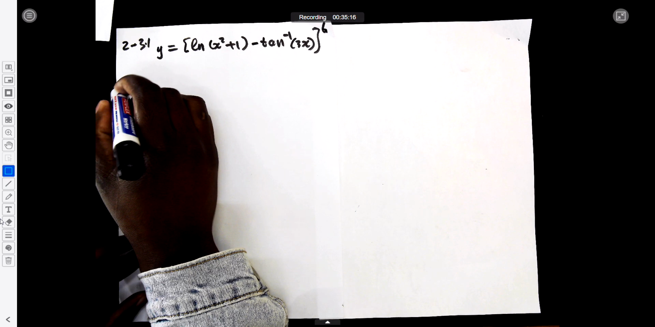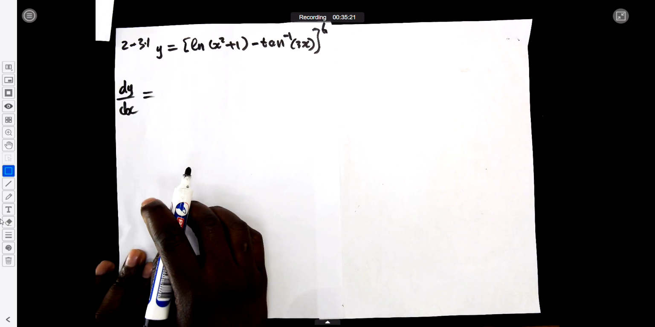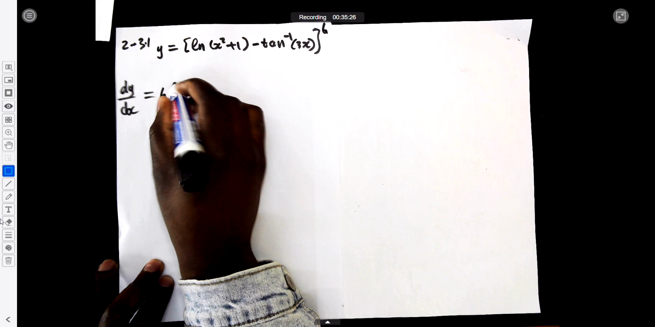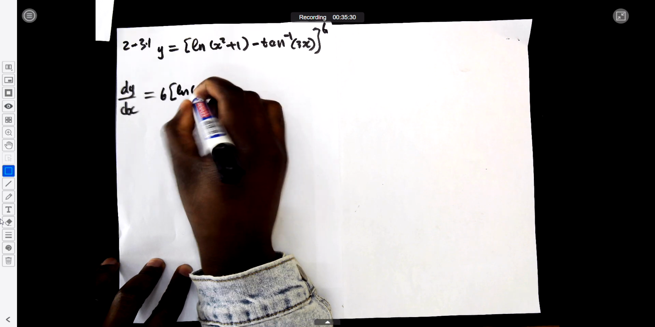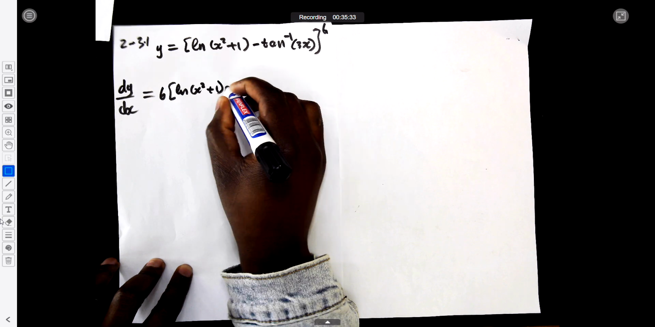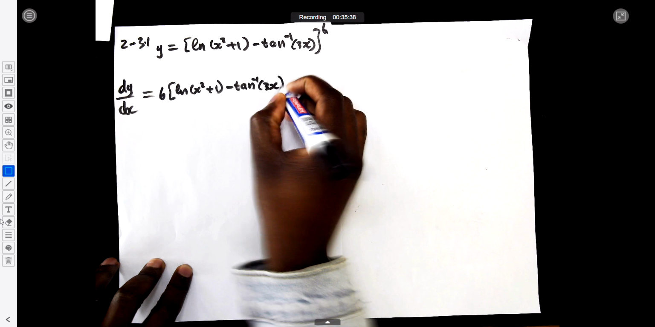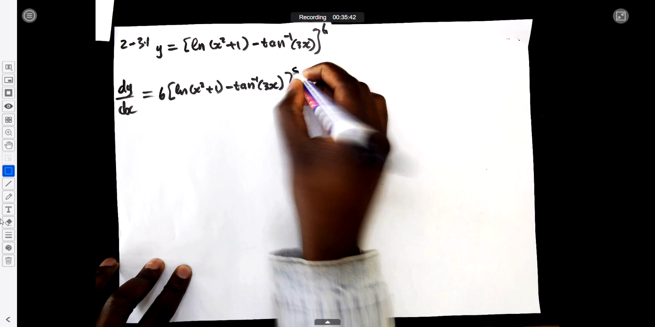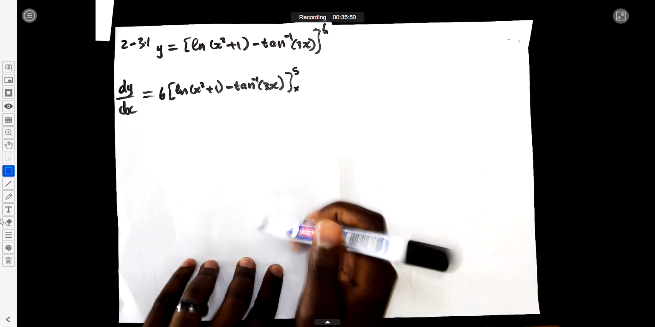So we start, everything is in standard form. Therefore, looking for dy over dx, the derivative of y. Now, according to the chain rule, we multiply the bracket by the exponent, so ln(x squared plus 1) minus arctan 3x, all to the power, now subtract 1 from the exponent, which is going to be 5. Therefore, we multiply now by the derivative of the function inside the bracket.